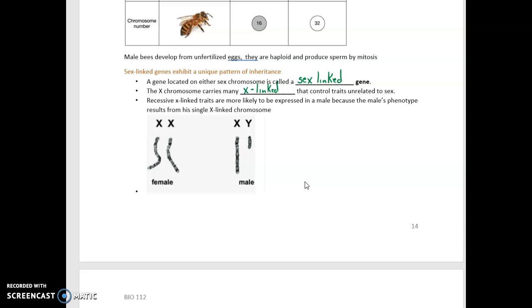A female gets two X's. A male gets an X and this little tiny short Y. So all of the genes that are here do not have homologs. And so whatever is on this X will be expressed, whether it's recessive or dominant, because there is nothing over here.